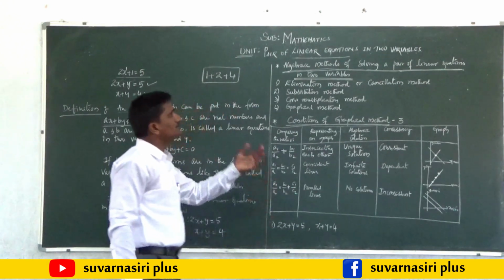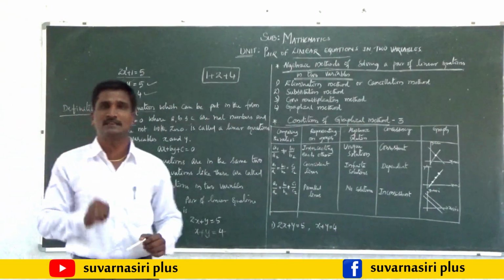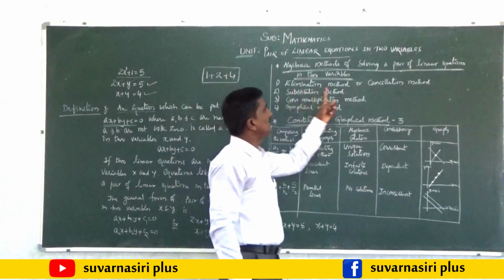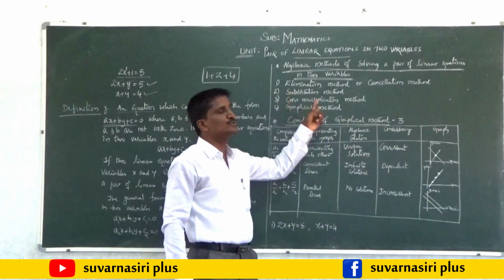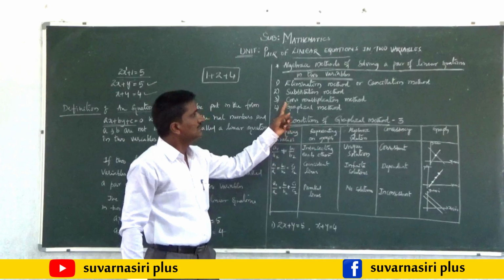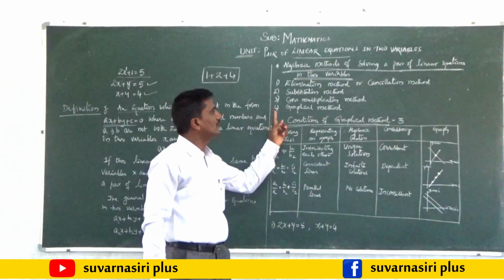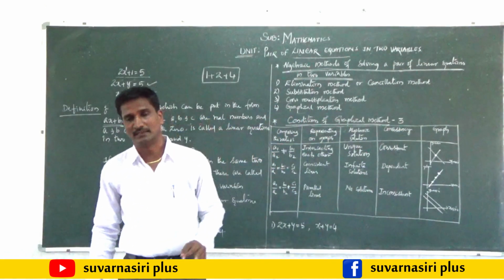Students, to solve a pair of linear equations, there are 4 methods. The first one is the elimination method or cancellation method. The second one is the substitution method. The third one is the cross multiplication method. And the fourth one, which is the 4 marks question, is the graphical method.